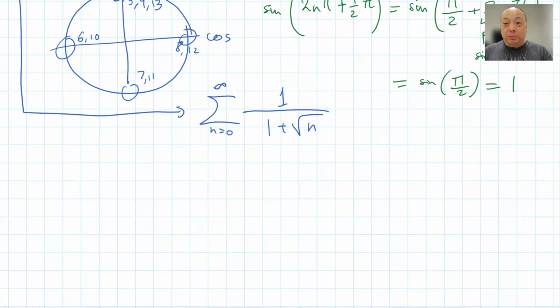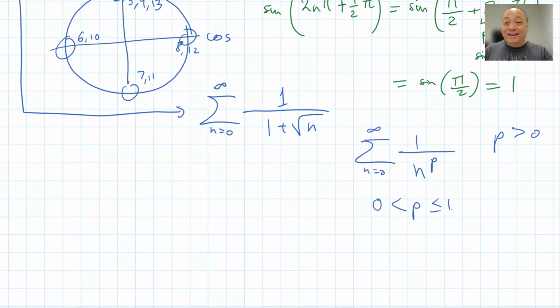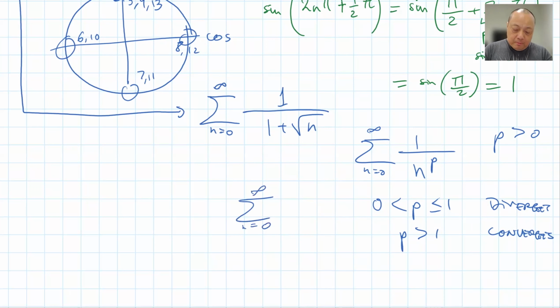This series is most similar to what's called the p-series. A p-series is a series of this form where p is positive, but if p is between 0 and 1 inclusive, then the series diverges. If p is greater than 1, then it converges. When p is equal to 1, you have this series. It's called the harmonic series, and it diverges.